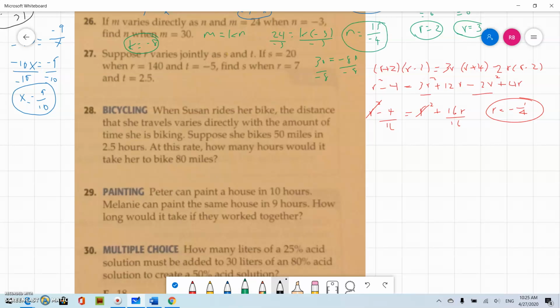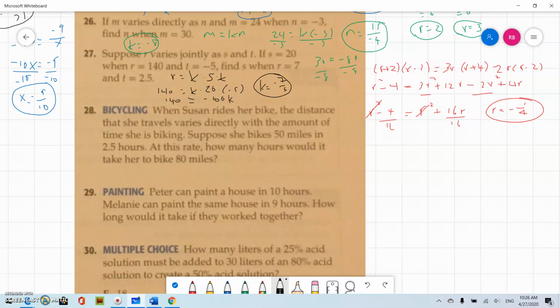Okay? Alright, suppose r varies jointly. So you still have k, but jointly means that both of them just multiply with the k. And it says S is 20, R is 140, and T is negative 5. So we need to find k first. So this is negative 100k, and 140 is equal to negative 100k. So we divide both sides by negative 100. Then k is equal to negative 7 over 5.